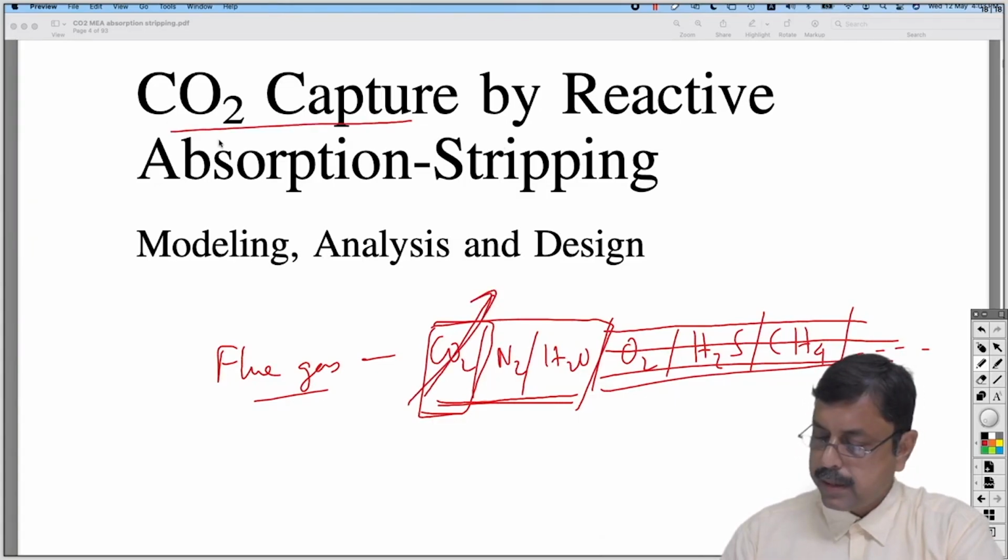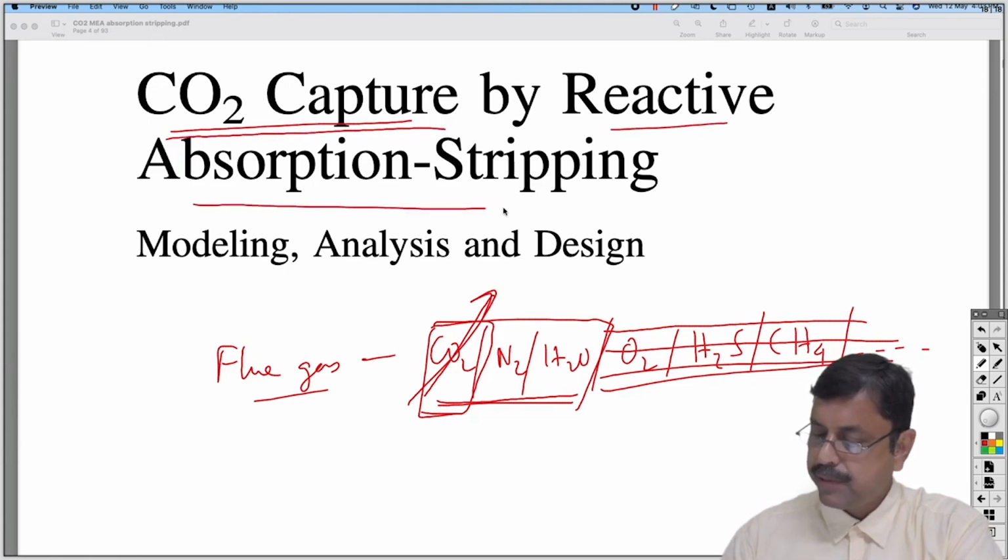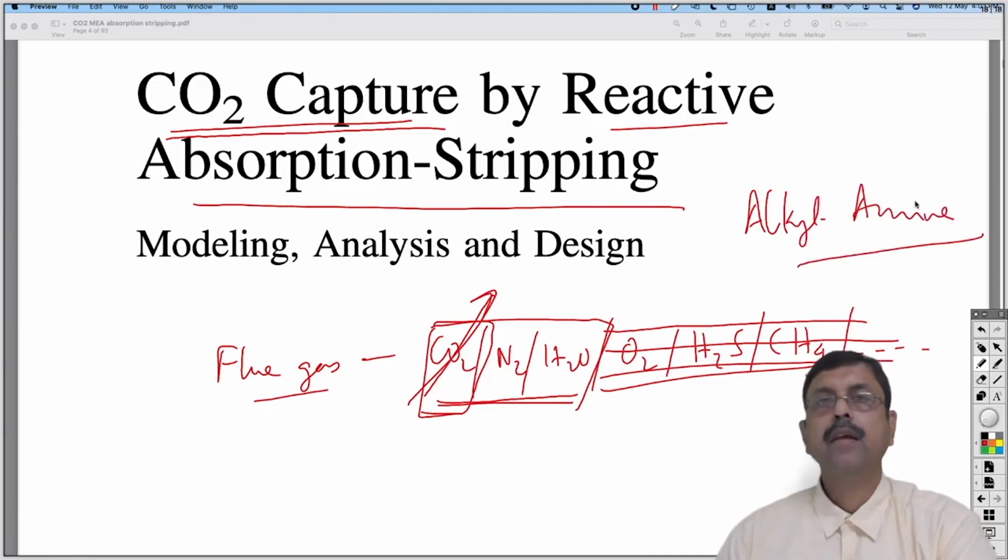Now, in this book, they have described a procedure to capture CO2 by reactive absorption and stripping using alkyl amines. You might know that alkyl amines have the capability of absorbing CO2. Whenever CO2 and amine come in contact with each other, they react and thereby the CO2 gets absorbed in amine. And it is very easy to separate them.